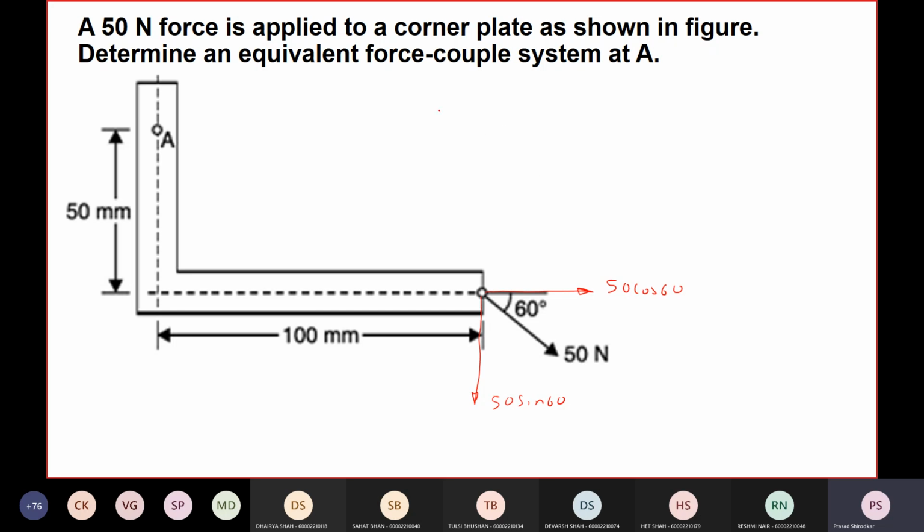Now take the moment of these resolved forces about point A, and let's use this sign convention: clockwise is positive. So that becomes equal to 50 cos 60 into 100 minus 50 sin 60 into 50. Right, so calculate this.